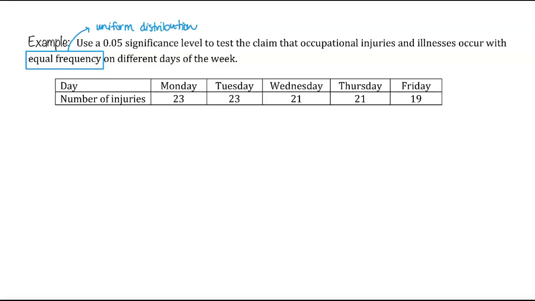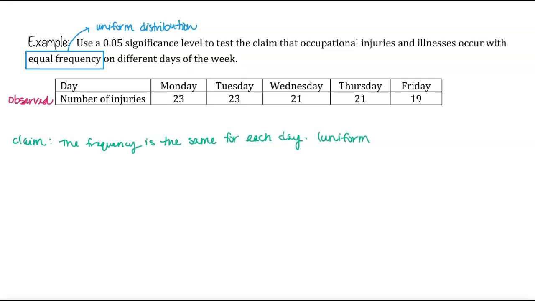In this example, the categories are the work days, Monday through Friday, and we are given observed frequencies in terms of number of injuries for each of those 5 days. Let's think about what is being claimed. The claim is that the frequency is the same for each day. In other words, this claim is that we have a uniform distribution.